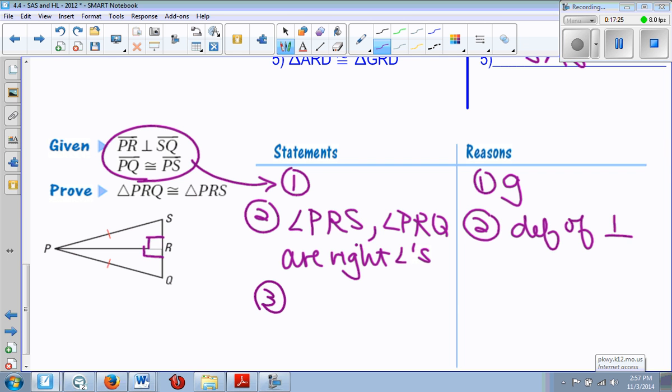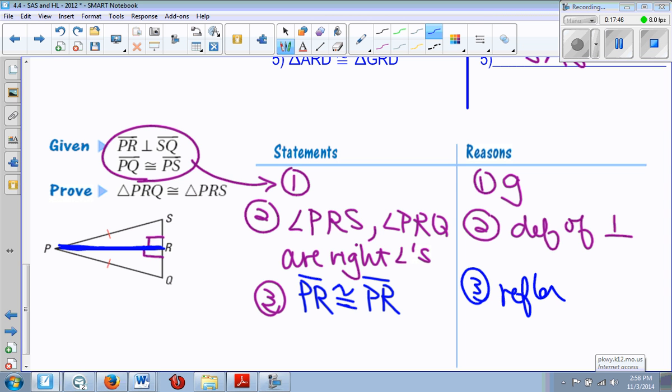So let's talk about step 3 for a second. Step 3, we are going to say that I've got an obvious congruence right here down the center. And the reason why that's obvious is because it's a shared side. So PR is going to be congruent to itself, PR. And anytime we make a statement like that, we are going to say that's the reflexive property.